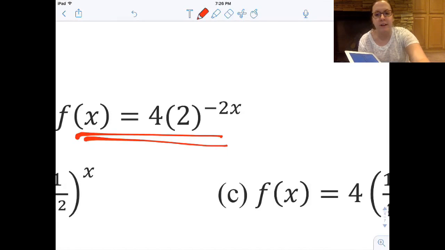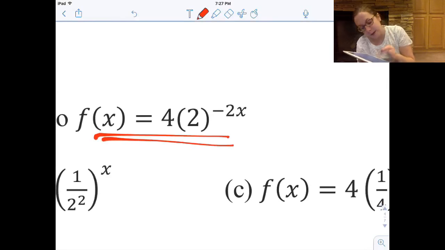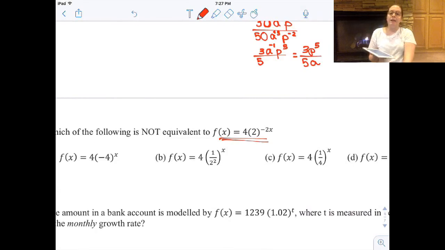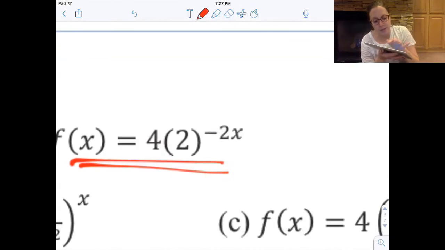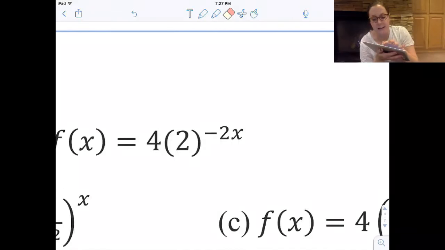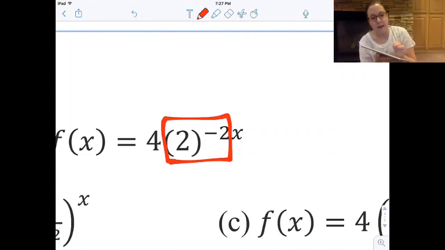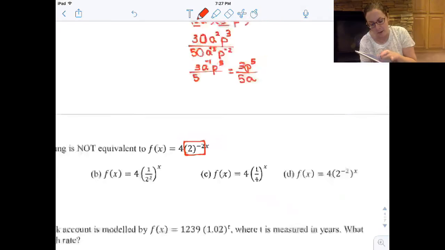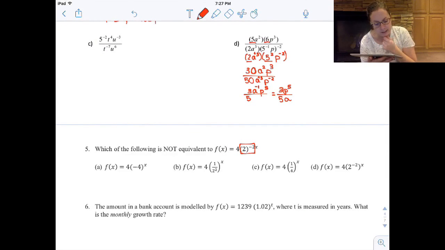exponent properties, right? So I'm going to start knowing laws of exponents that I need to deal with the exponent first. So I'm going to look at this thing right here, because remember, when you have exponents that have been multiplied, it means that you originally had a power to a power. So I actually already can tell you that D is equivalent, because instead of having 2 to the negative 2x, we broke it up as 2 to the negative 2 to the x. So I already know that that's equivalent.